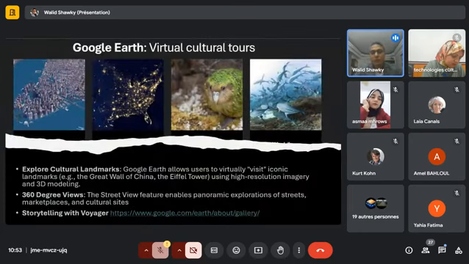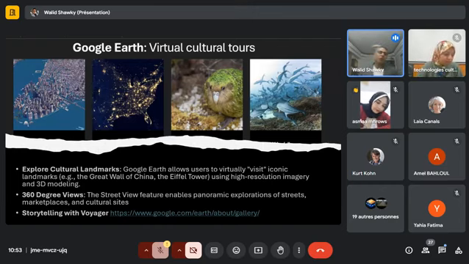So let's start with Google Earth. Google Earth provides virtual cultural tours. I provided the link here at the bottom of the slides, as you can see. If you click this, it takes you to the Storytelling Voyager from Google Earth. Google Earth, as I said, provides a tour where students can actually visit the place. They can tour, they can move within the streets of a specific place.